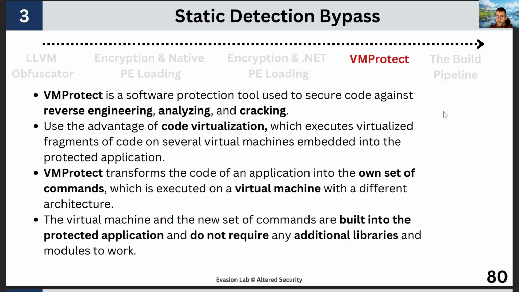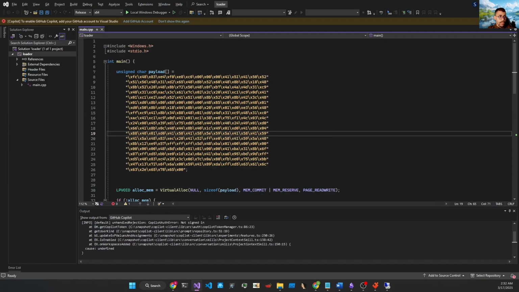VMProtect converts the application code into bytecode for a custom virtual machine. The virtual machine bytecode and the virtual machine interpreter are embedded in the final protected executable without the need of additional libraries or modules. At runtime, the virtual machine interpreter decodes and executes the protected code layer by layer. Now let's take a look at the code of the binary we want to protect with VMProtect.